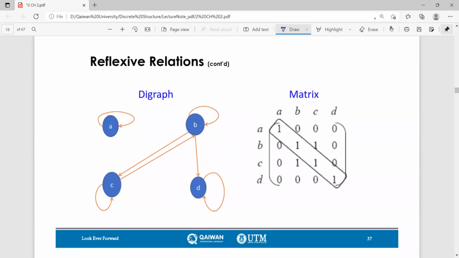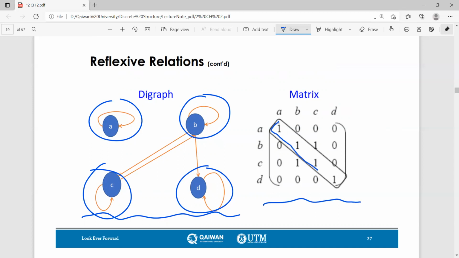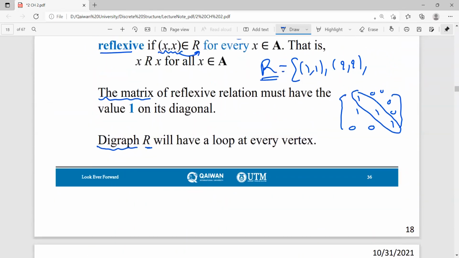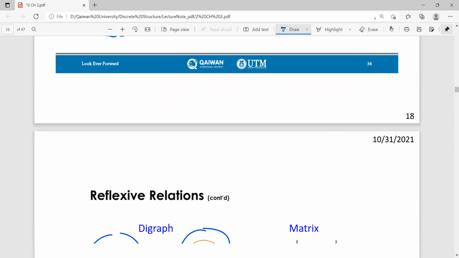As you see here, we have digraph and matrix form of relations. This is the digraph. As you see, we have a loop at each vertex. And also in the matrix form, we have 1 at all elements on the diagonal. So this relation is called reflexive relation if it satisfies one of these, or if you have a relation from any element with itself in the matrix notation of the relation.